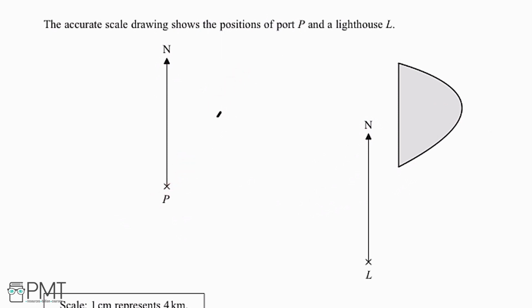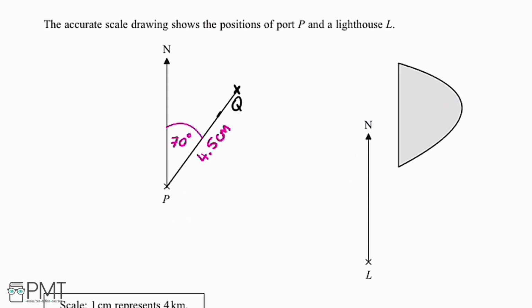But for how long? Well, that's 18 kilometres, and that's represented by 4.5 centimetres. So we're going to draw a line which is 4.5 centimetres along here. Because I'm doing this digitally, I can't get it accurately, but when you're doing it in an exam with paper, you would accurately measure this with a ruler and protractor. So this here is 70 degrees, and the distance here is supposed to be 4.5 centimetres. So we've identified where port Q is.